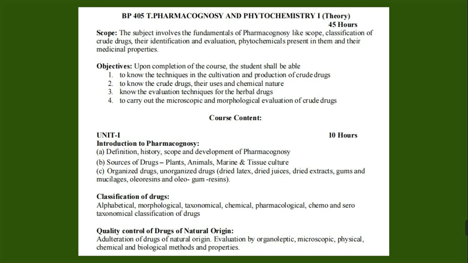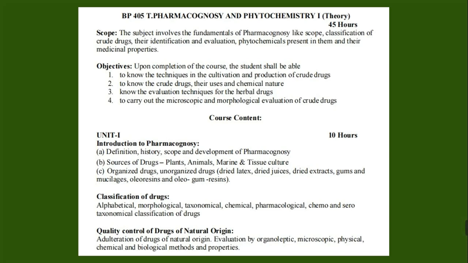Then we have classification of drugs such as alphabetical, morphological, taxonomical, chemical, pharmacological, and chemo and taxonomical classification of drugs. Now, for example, when we come to the pharmacological action, if we say bitter, our example is cinchona, then sheeran. Then emetics, we have ipecac.